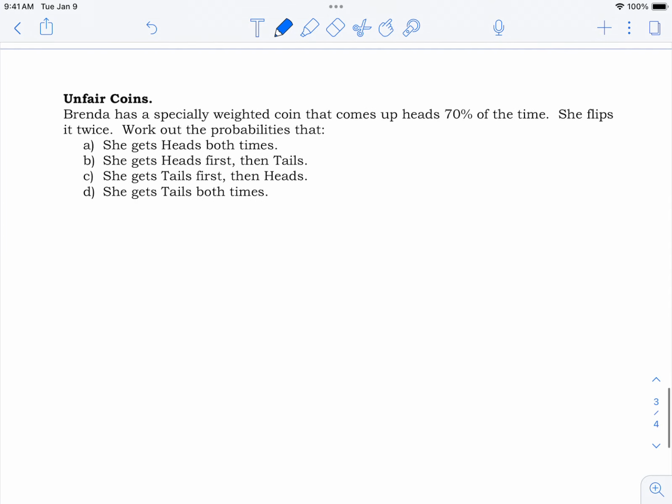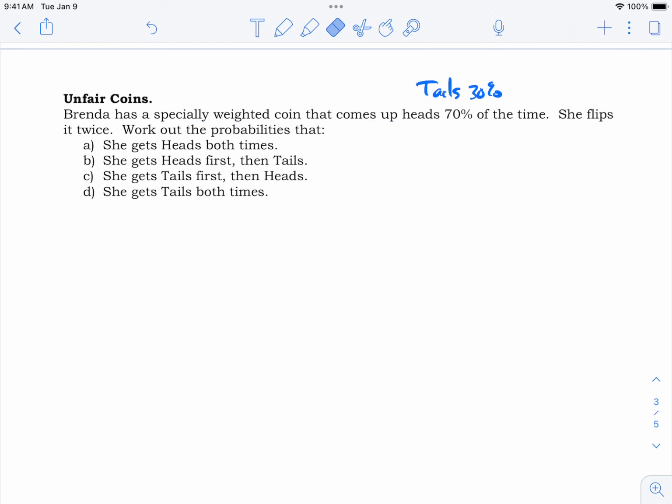Okay, one more example. I wanted to bring up unfair coins. Unfairness can happen. Unfair just means that it's not a 50-50 chance of getting heads or tails. It's not fair. Brenda has a specially weighted coin. It's going to come up heads 70% of the time, which means tails 30% of the time, because it's got to be one or the other, right? So it's heads 70%, tails 30%.